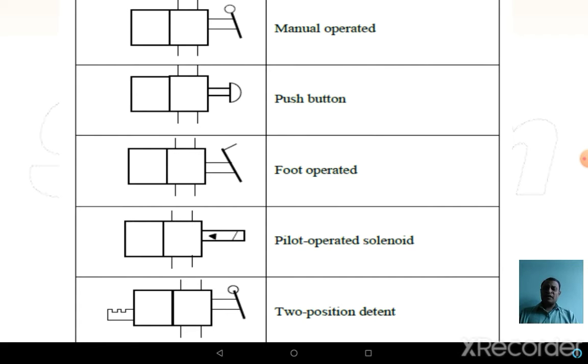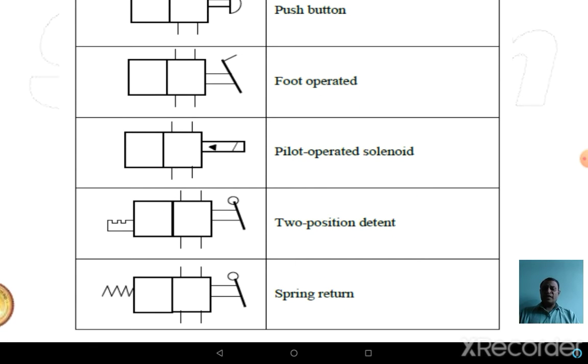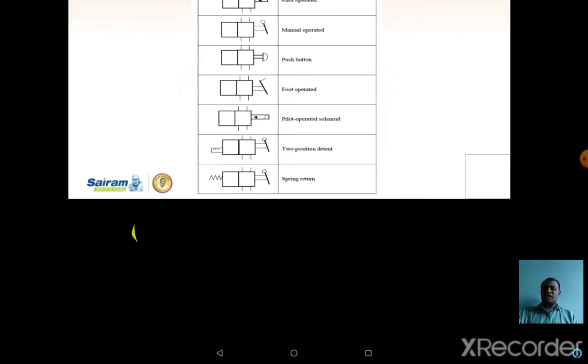In such cases, for pilot operated as well as solenoid operated, a triangle along with an inclined line is represented. For a two position detent, the lever will be there, and also on the left side a small projection, something like a pinion, a rack and pinion type movement. The next one is a spring return. In that case, a knob type will be represented towards the right side, and the spring towards the left side.